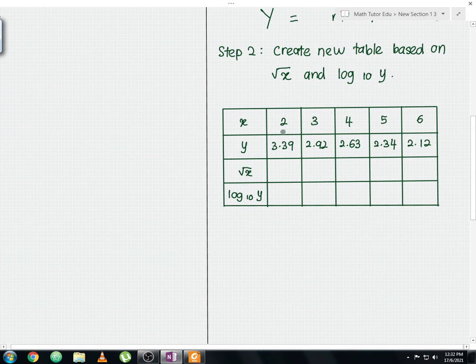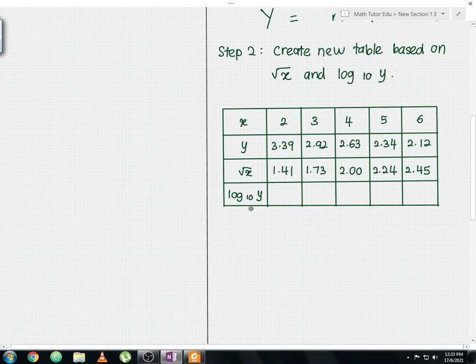So square root x, when x equals 2, square root x will be square root of 2. Okay, just for an example, guys. So from here square root 2 will be 1.41. Okay, and then followed by square root 3, 1.73. Okay, square root 4 is 2. Since we are following 2 decimal places, let us write it as 2.00. Okay, so square root 5 will be 2.24. And then the last, square root 6, will be 2.45.